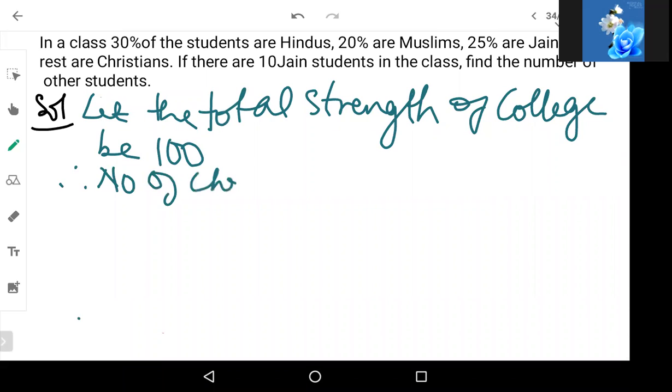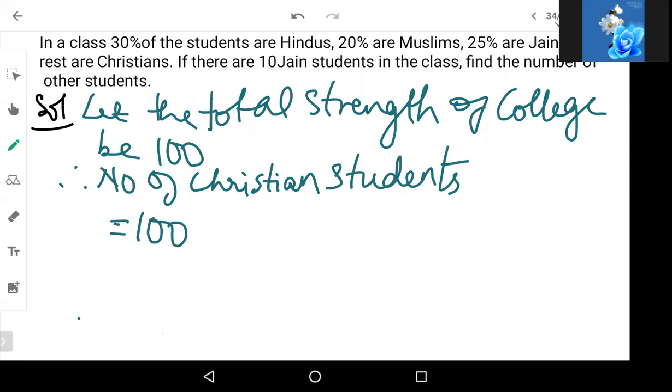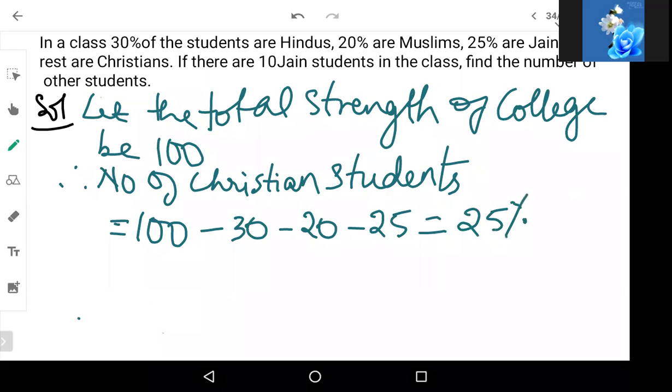number of Christian students is equal to, if you see here, the Christian students are the last set of students for whom they have not given us the percentage. So from 100, let us take out all the other percentages. So 30% were Hindus, 20% were Muslims, 25% were Jain. If we take out all this, what is the percentage we get? 100 minus 30 is 70, 70 minus 20 is 50, 50 minus 25, the remaining is 25%. So the percentage of Christian students is 25% once again.